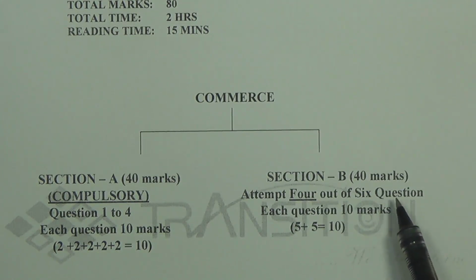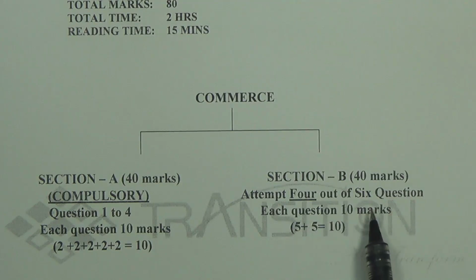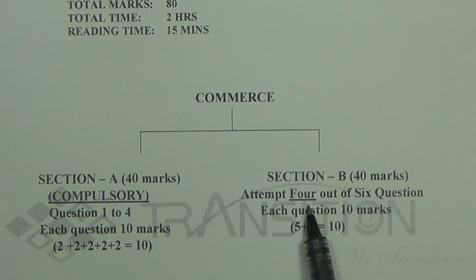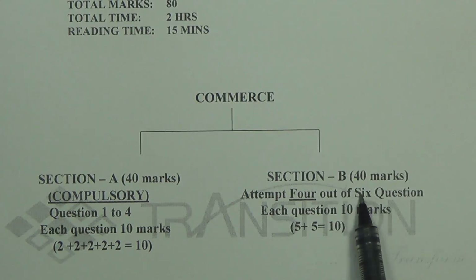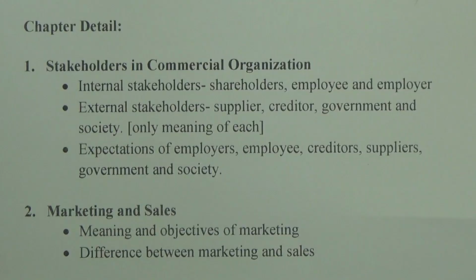Moving on to section B. Section B is your 40 marks. Here you'll be given 6 options and out of the 6 questions you need to attempt only 4. Each question is of 10 marks, that is 5 plus 5, which equals 10. So this section also is 40 marks. Section B usually gives you long answer type questions. Now let us discuss individual chapters in detail.